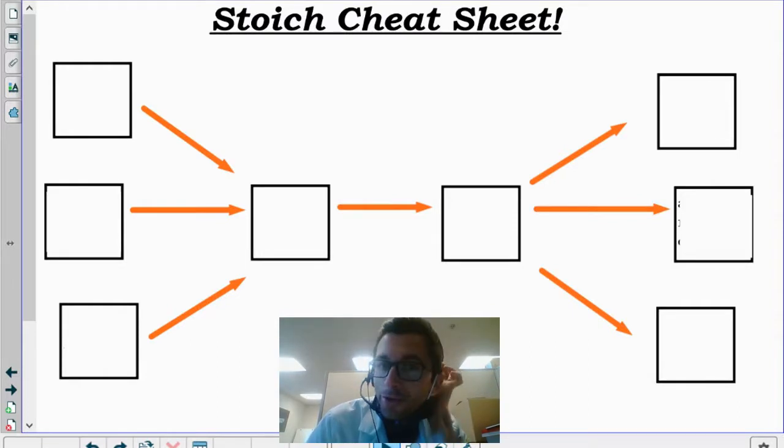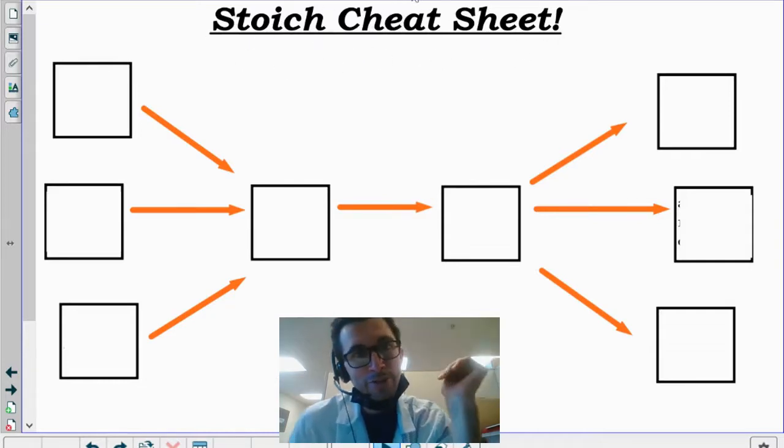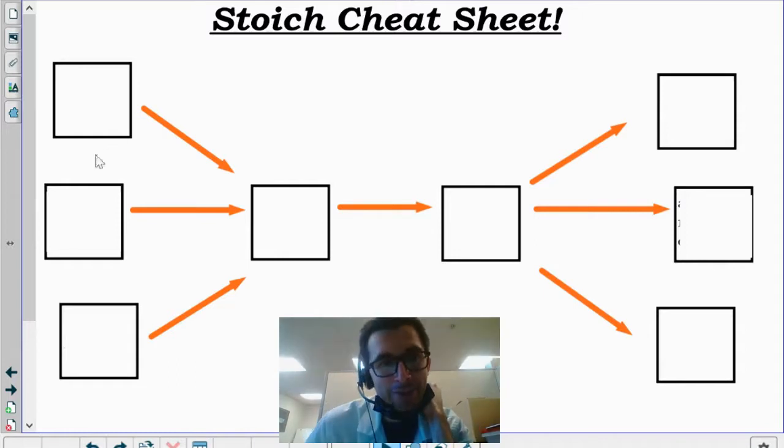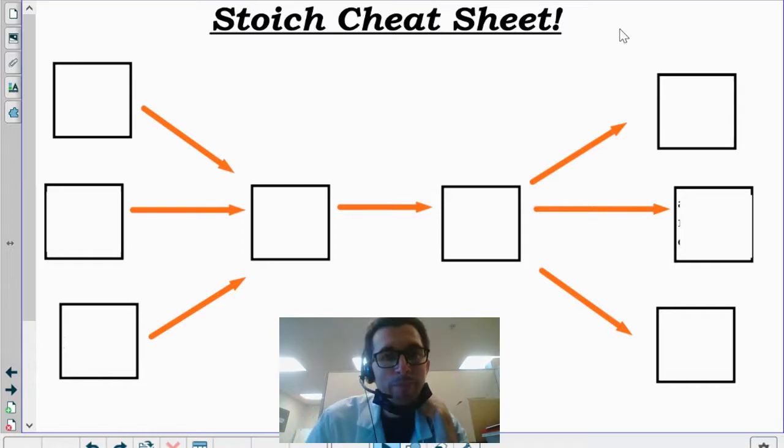But in order to get ready for tomorrow and the rest of the week and also next week, let's take a minute or take, I don't know, 7, 8 minutes. We're going to make a stoichiometry cheat sheet, kind of like a roadmap for how to do different stoichiometry conversions. All right, this will make stoichiometry conversions much more simple, much more straightforward as we move on with them.